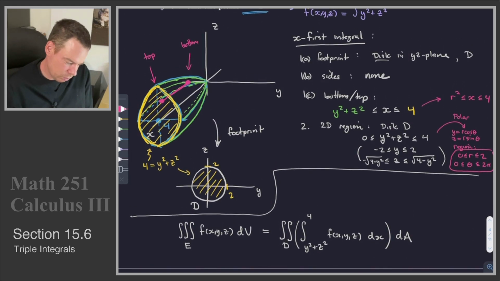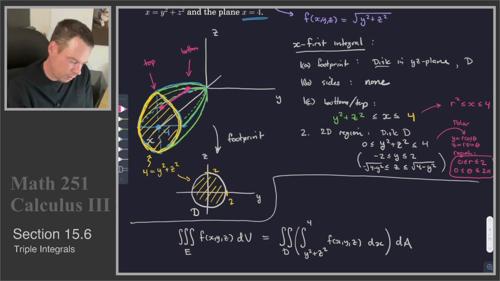One last thing we have to switch to polar is the function itself, our integrand. And switching that to polar, y squared plus z squared is r squared, square rooted is just r. So we've now got everything we need in order to switch to polar coordinates. Let's write out the integral. So maybe I'll indicate here we are changing to polar.